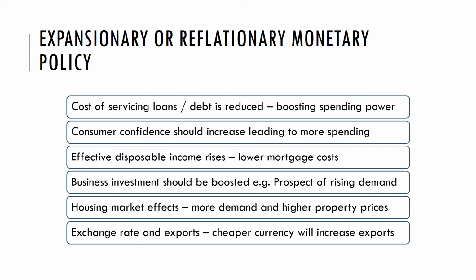So, if there is an expansionary, or what we sometimes call reflationary, monetary policy, we would expect the following characteristics to occur within the economy. Cost of loans is reduced, which increases consumer confidence. Disposable income should rise. Business investment should be boosted. There should be a positive effect on the housing market, and the exchange rate should decrease with more exports.